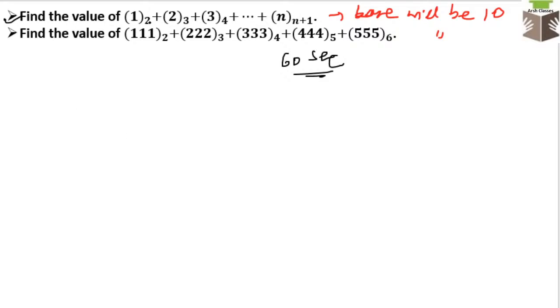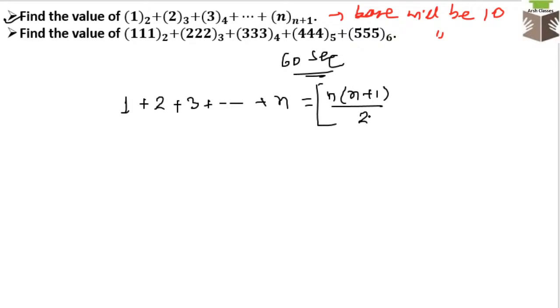As you can see, guys, this is 1 written in base 2. If you convert it to decimal, it will become 1 only, because 1 into 2 to the power 0 is 1. This is the same, 2 into 3 to the power 0, that will become 2. The next will become 3, and so on till this becomes n. So as you know, 1, 2, 3 till n, what is the sum of the first n natural numbers? It is nothing but n into n plus 1 divided by 2. And keep in mind that this will be your answer in base 10, not in any other base, right?